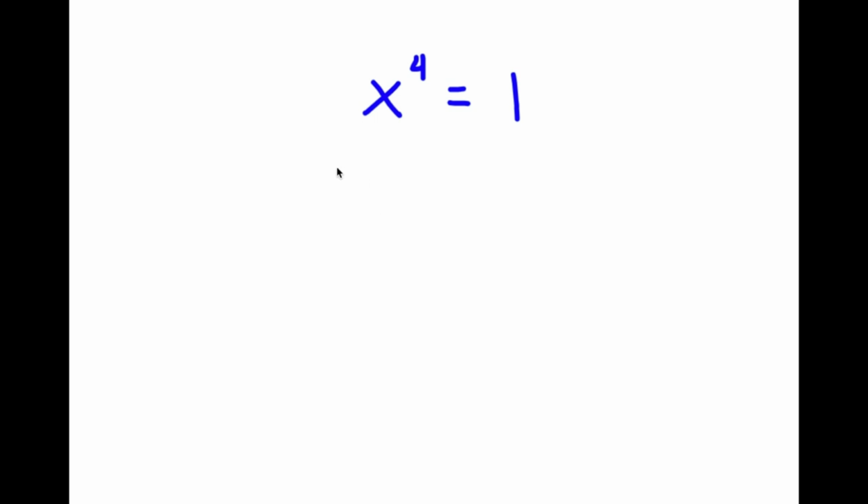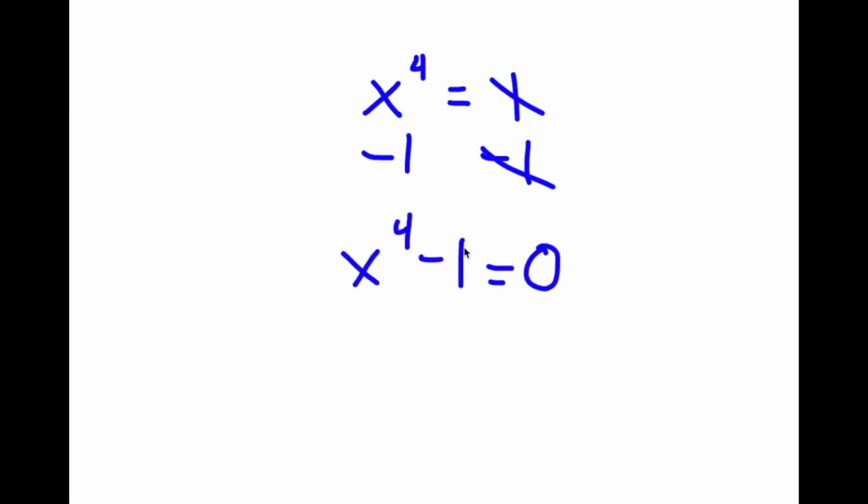Alright, so in this problem, I have x to the power of 4 is equal to 1. So I'm going to first start by subtracting 1 on both sides. So then these two cancel out, and I get x to the power of 4 minus 1 is equal to 0. Now x to the power of 4, I can rewrite this as x to the power of 2 times 2.